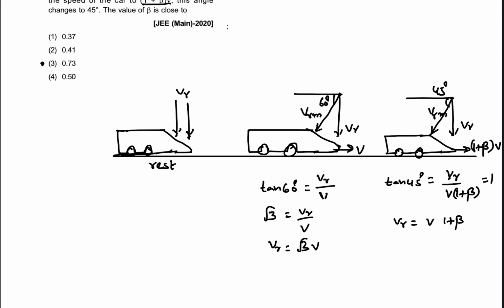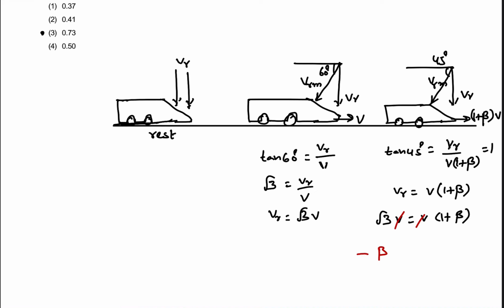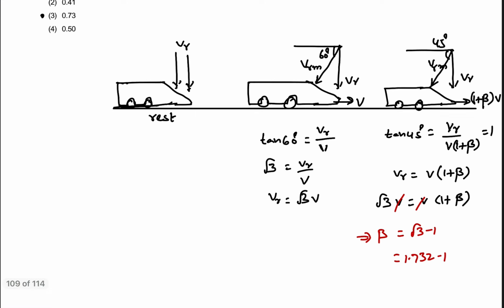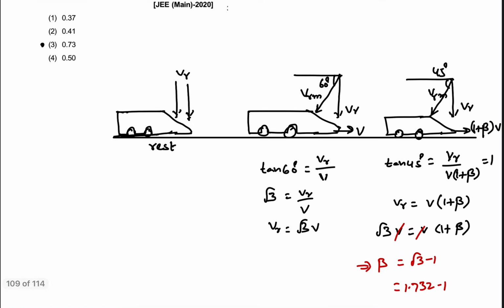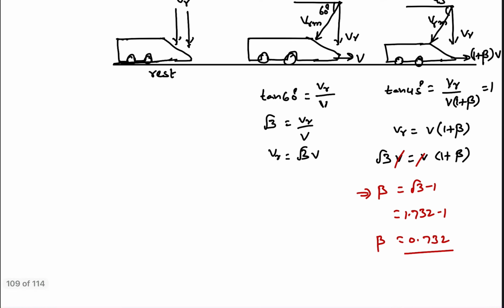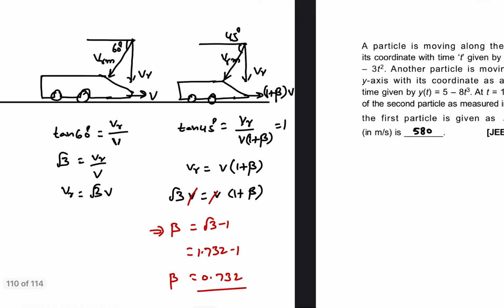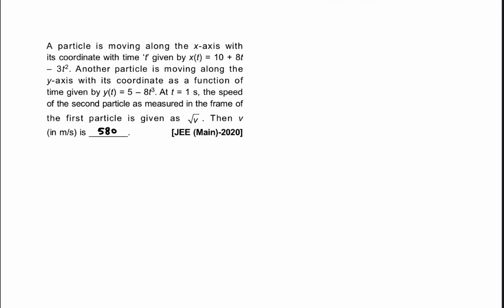As tan 45 degrees is 1, we can write velocity of rain is equal to V into 1 plus beta. Velocity of rain is root 3 into V, that is equal to V into 1 plus beta. Now you can see that V and V get cancelled. Now beta value can be written as root 3 minus 1. Root 3 is 1.732 minus 1. You will get finally 0.732. This is the beta value. You can see the third option is the correct option.